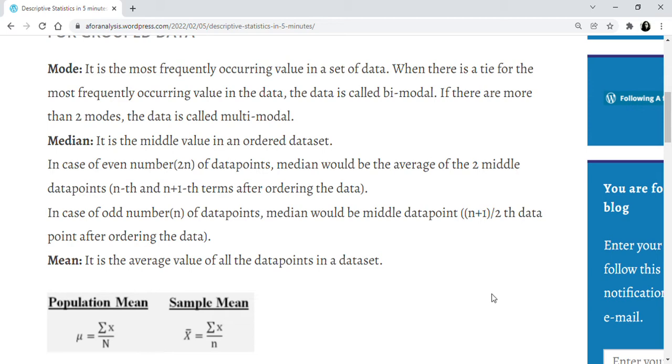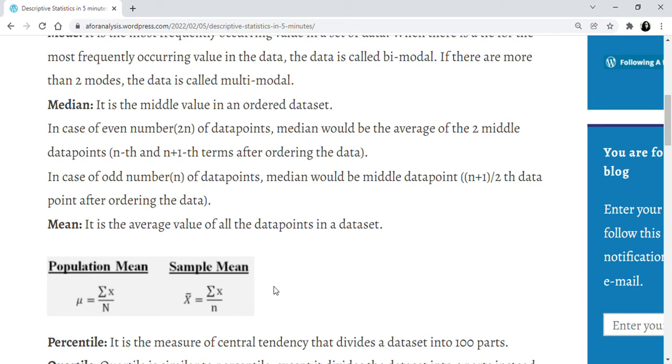Then we have mean. Mean is, of course, something we have been talking about from probably our childhood. Mean is the average of all the data points. So population mean is where you take the summation of all the values and divide it by the population size. And sample mean is when you take the summation of all the data points of the sample and then divide the summation by the size of the sample. So population mean is denoted by mu and sample mean is denoted by x bar.